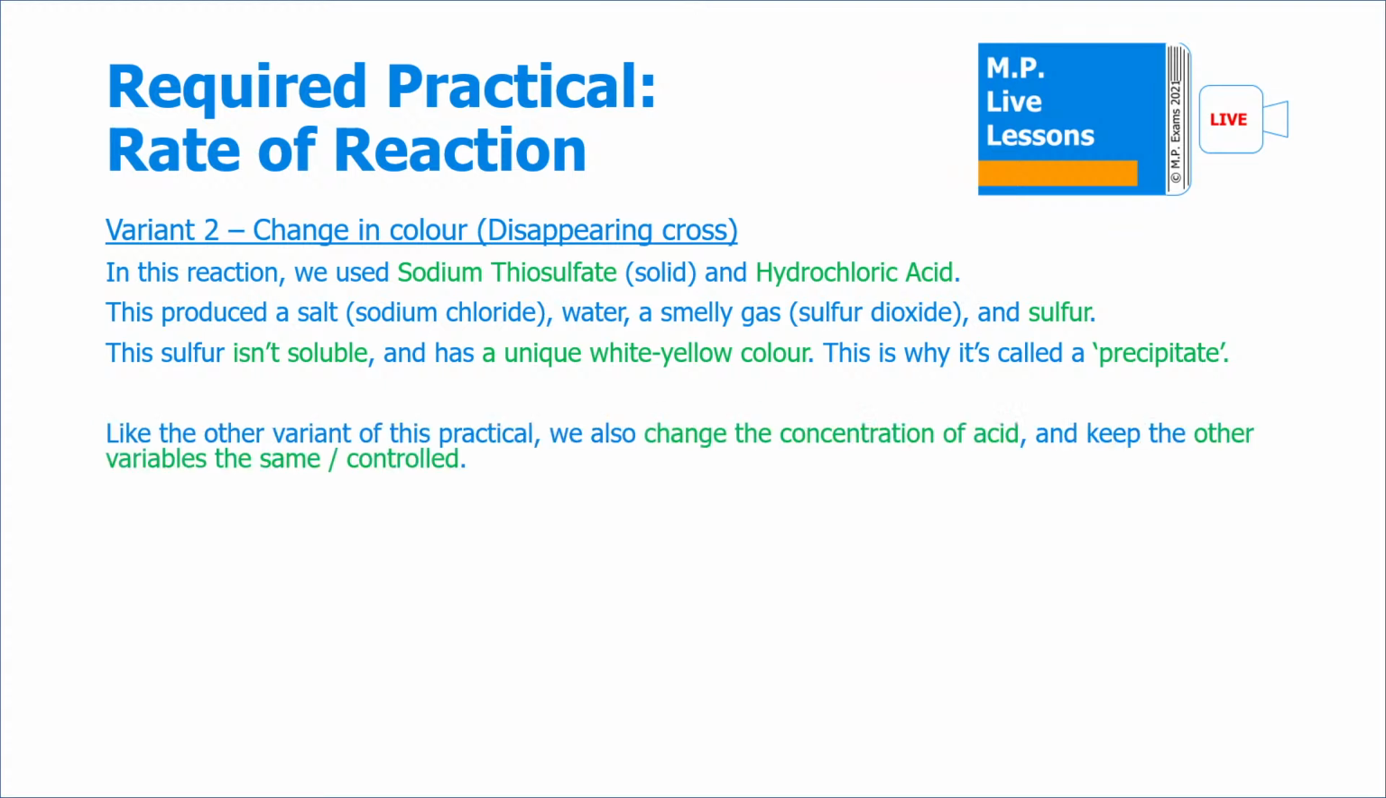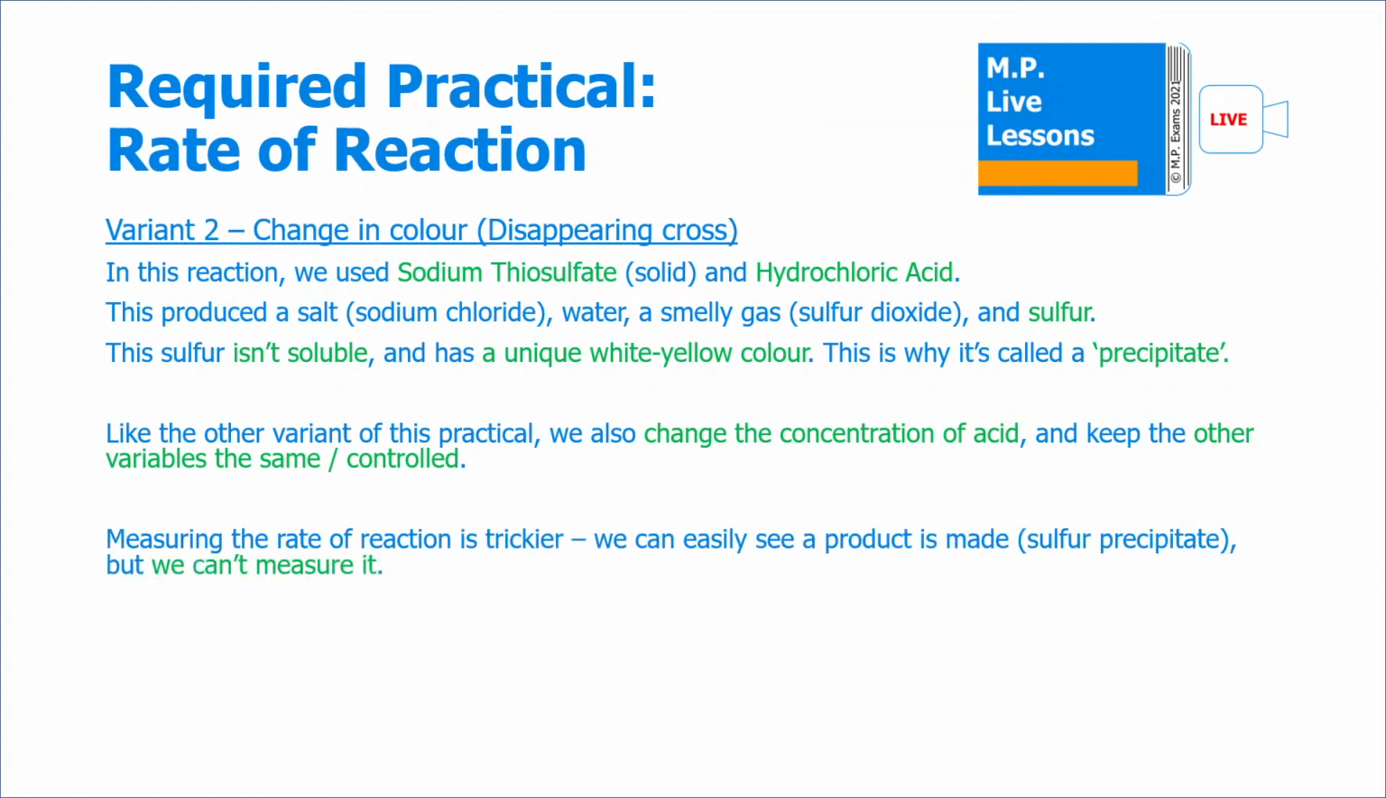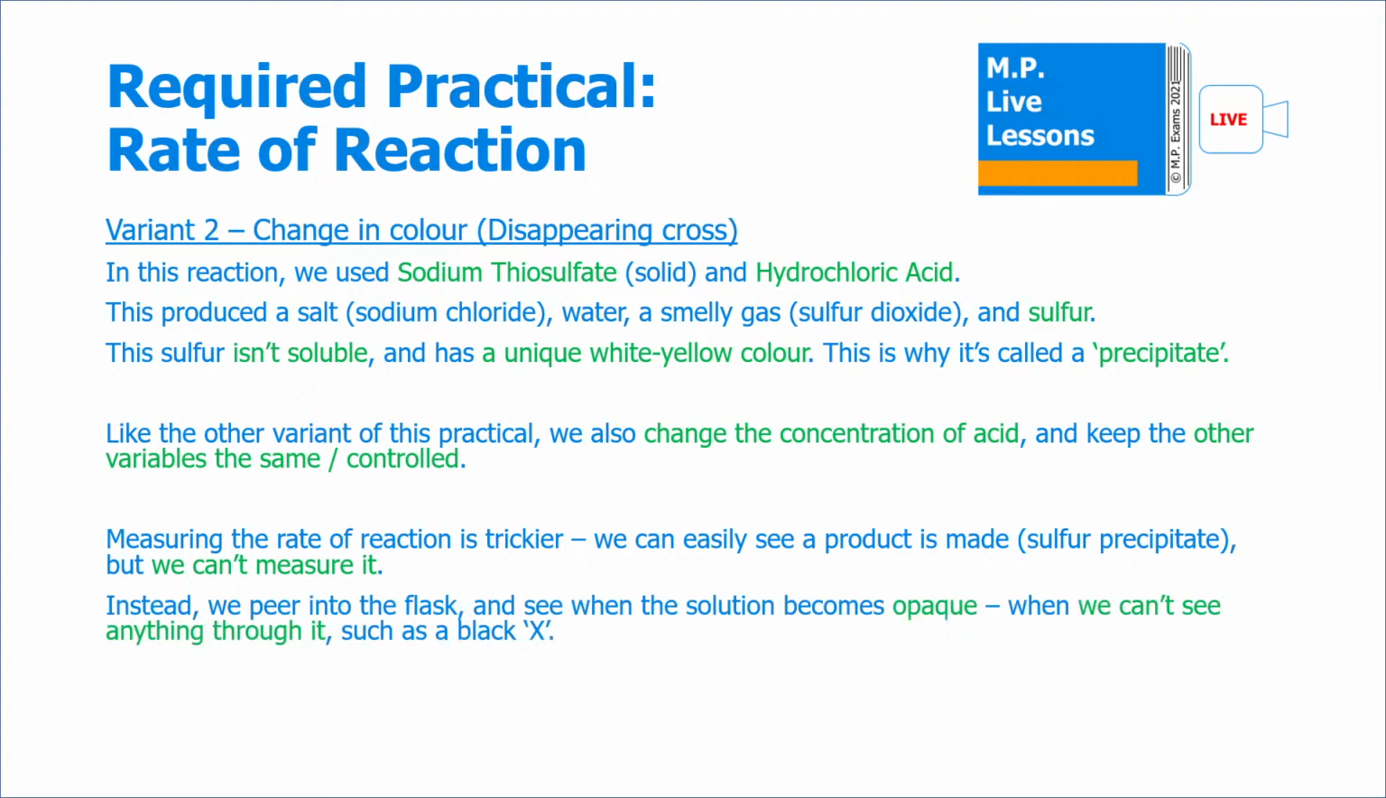So like the other variant of the practical, we'll change the concentration of acid and keep the other variables the same. Now, measuring the rate of reaction is a bit harder because we can easily see a product is being made, but we can't exactly measure it, let's say its mass. So what we have to do instead is peer down the flask and see when the solution becomes opaque.